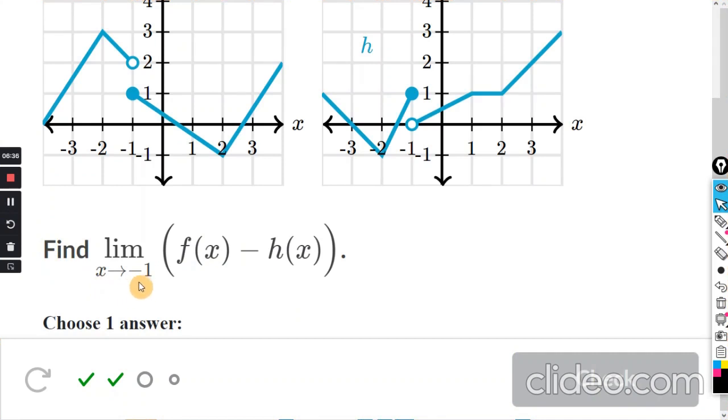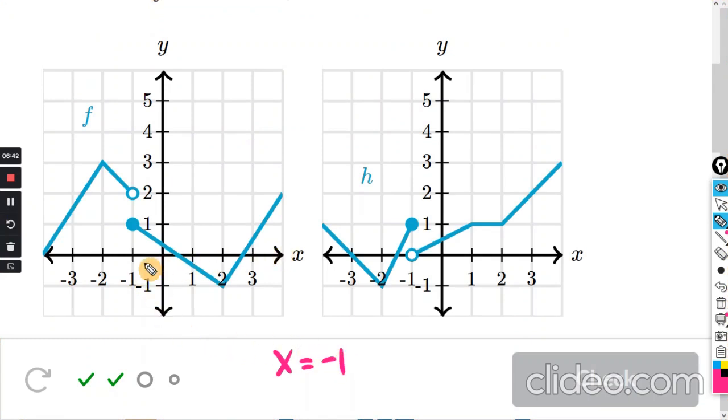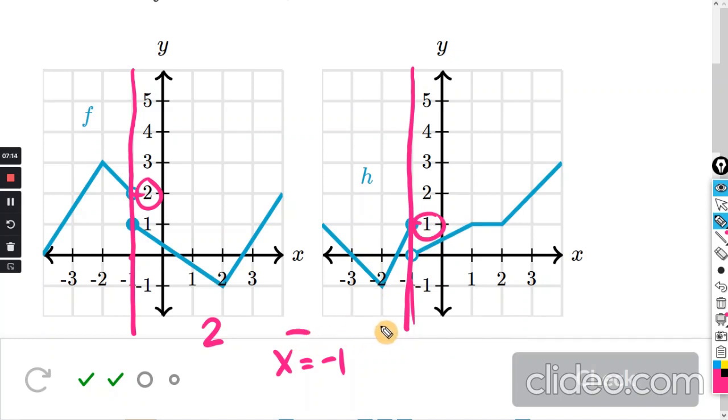Okay, here we're approaching -1 for f of x minus h of x. x equals -1 on the x-axis is right here. Let's do it from the negative side first. We're coming from the negative side, approaching, and we're at y equals 2. And on this one here, from the negative side, we're approaching, and we're at y equals 1. So 2 minus 1 is going to equal 1.